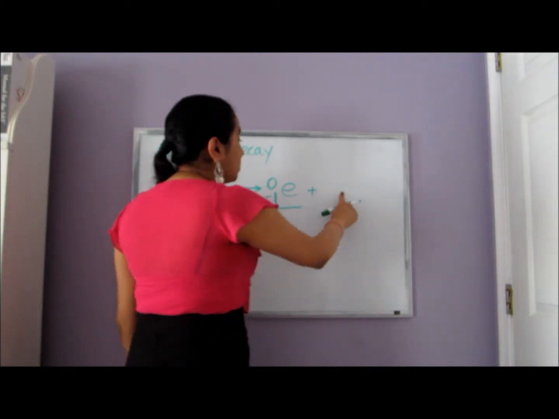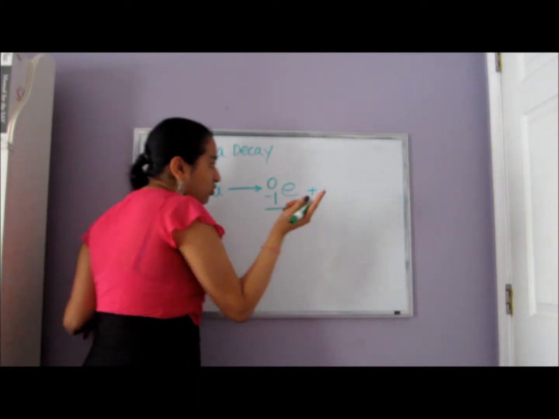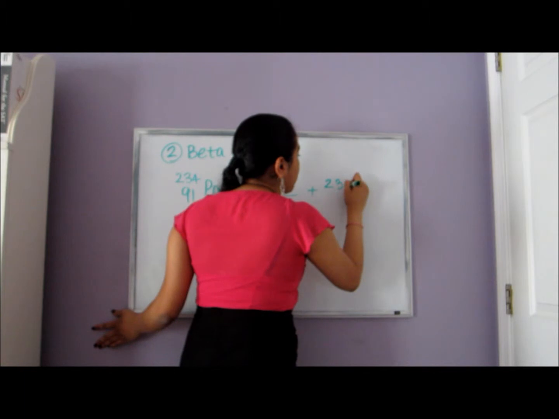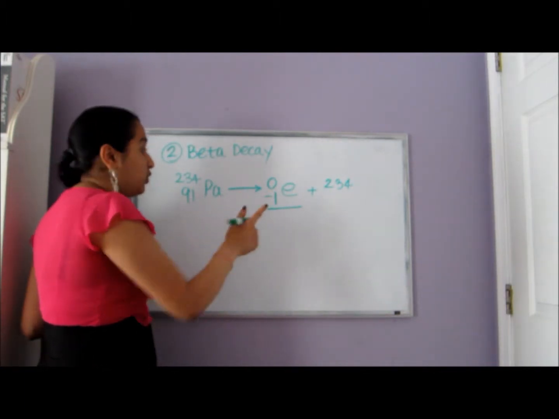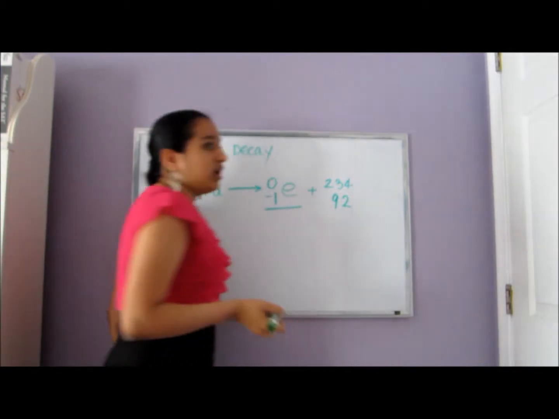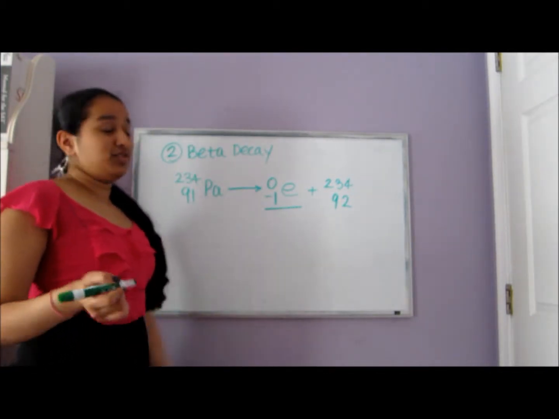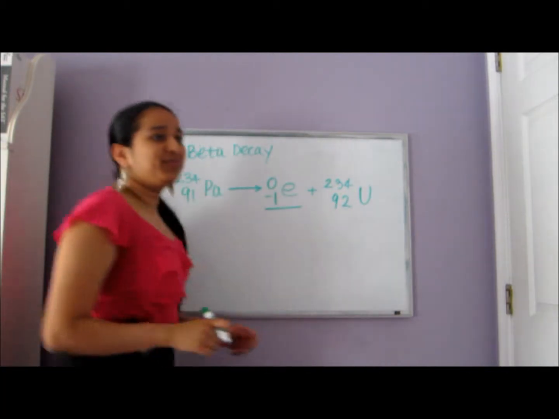And then to find the nucleus, all you have to do is subtract 0 from 234, so it's still 234. And then you subtract -1 from 91, but when you subtract a negative number, you add it, so it becomes 92. Now can you tell me what element has the atomic number of 92? Uranium has an atomic number of 92, and its symbol is U.